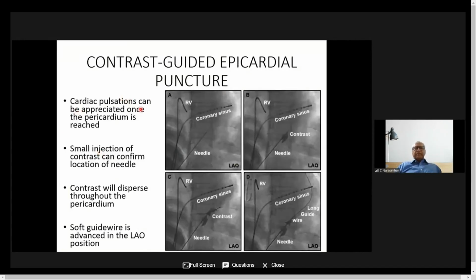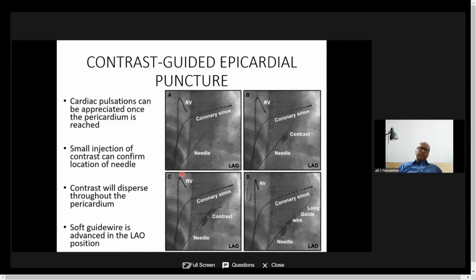There will be cardiac pulsations as you advance. Don't keep injecting contrast right through. There are two ways of doing it. We just advance the needle up to the silhouette of the diaphragm, and you can start feeling the pulsation or the respiratory movement. At that stage, inject a small amount of contrast. Because if you start injecting contrast right from here, the whole area becomes messy and you can't visualize.